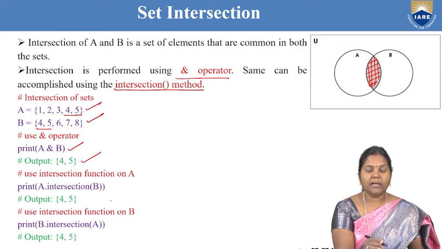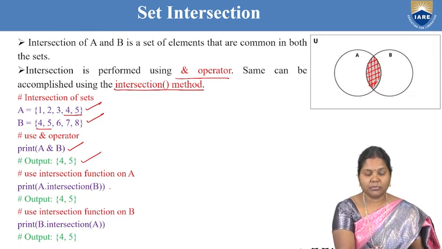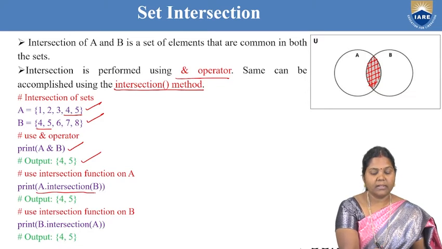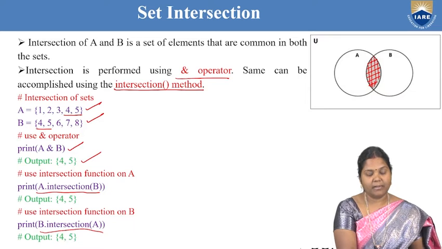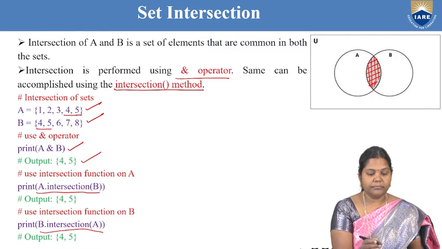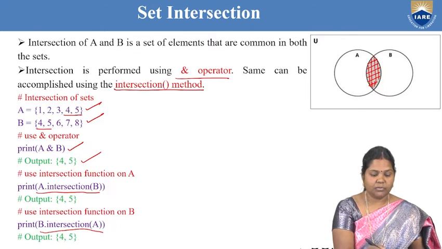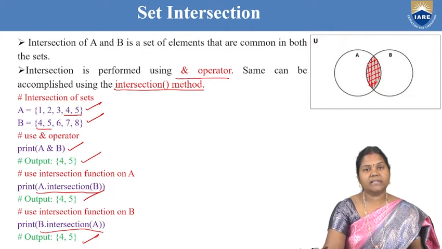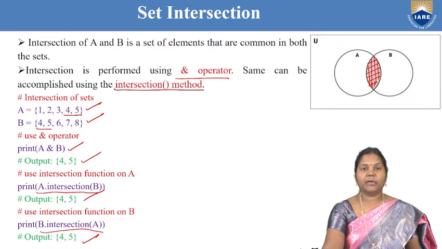Similarly, you can use the intersection function also. You can write A dot intersection of B or B dot intersection of A. A is already there, you are doing intersection on B, and B is already there. You are finding out the common elements of A in B. So, in both the cases, the output is the same: the common elements are 4 and 5 only.